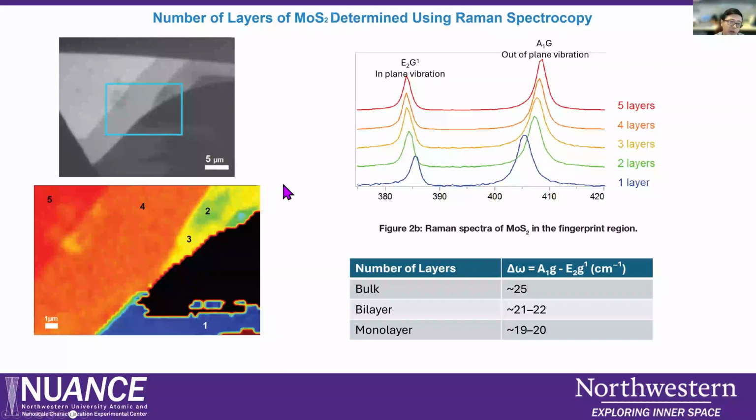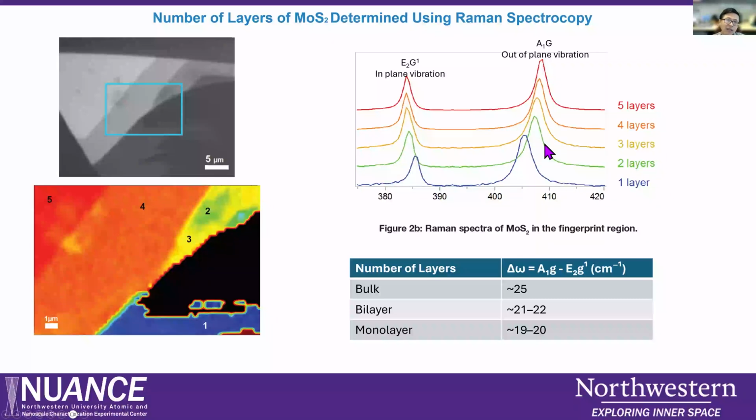And using Raman, you can also detect different layers of MoS2, one layer, two layers. This is an in-plane vibration peak, and this is an out-of-plane vibration peak. If it is a single layer and not interacting with a top layer, then the gap is only 19 to 20, this distance.